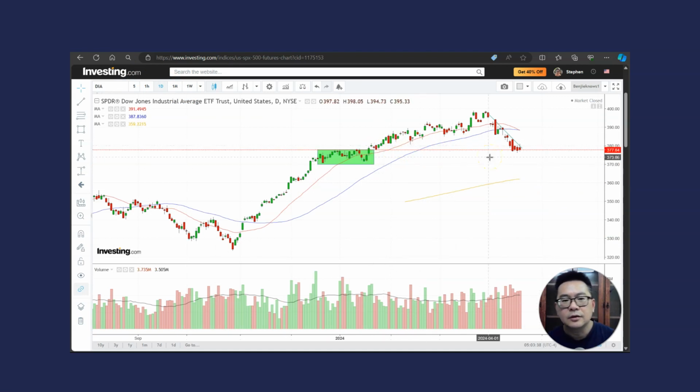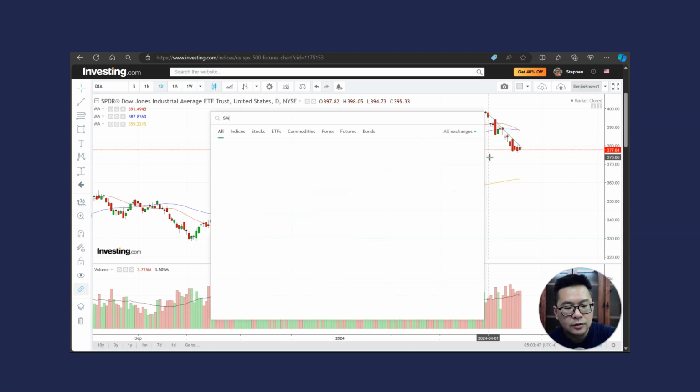So right now, it's not a very good time to buy stocks at the moment, especially when SPY and QQQ are still bearish in the 60-minute chart. So do continue to be cautious.